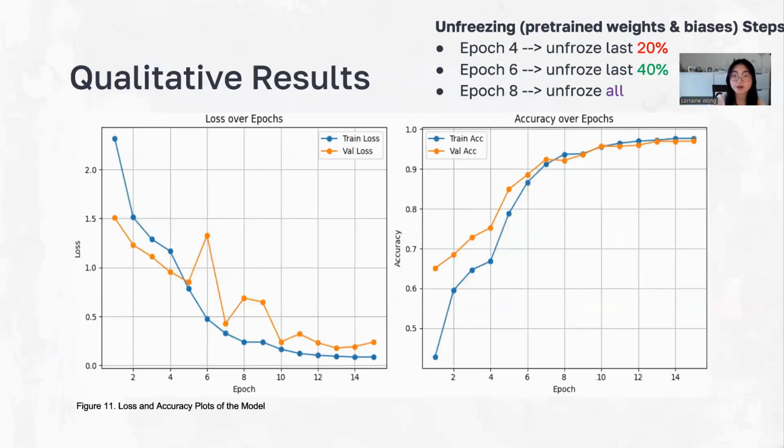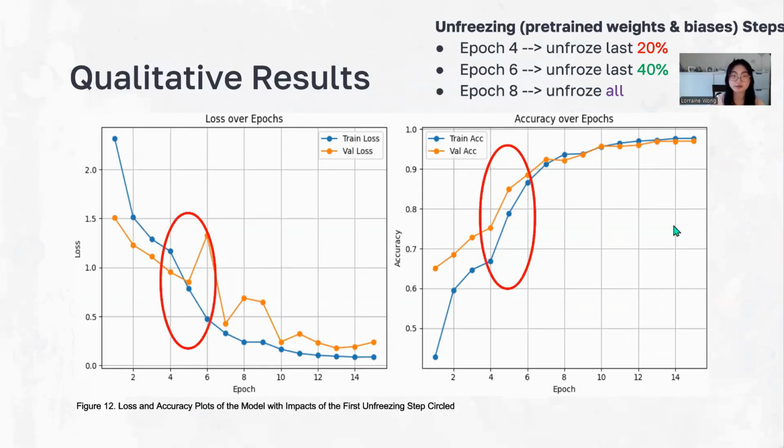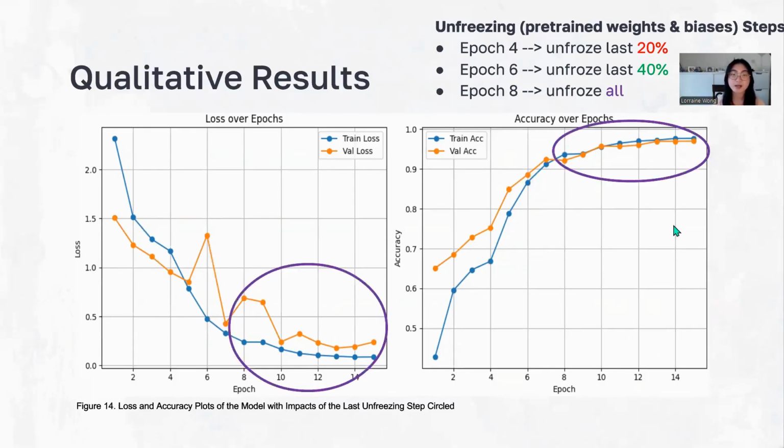Based on the loss and accuracy plots from training and validation, accuracies began to plateau and remained convergent starting at epoch 12, demonstrating that our model was well trained with the appropriate set of hyperparameters. It should also be noted that our plots reflected the impacts of unfreezing trainable parameters in the pre-trained model at epochs 4, 6, and 8, by drops in loss curves and jumps in accuracy.